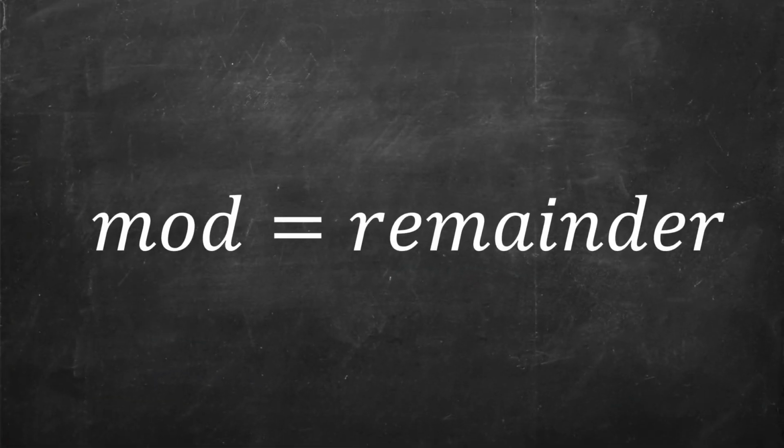And the reason is mod is basically just a remainder. That's all it is. So if I said 10 mod 2, what's 10 divided by 2? It's 5. There's no remainder, so the answer would be 0. If I said 11 mod 2, what's 11 divided by 2? It's 5 and the remainder is 1. So 11 mod 2 is 1.